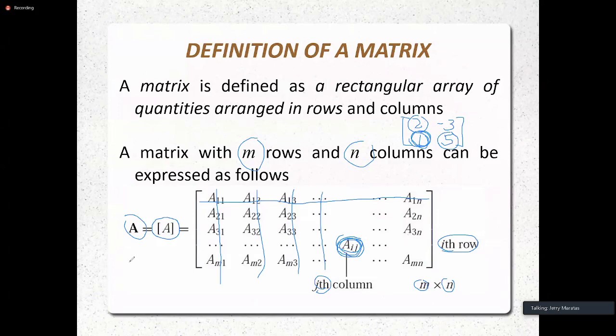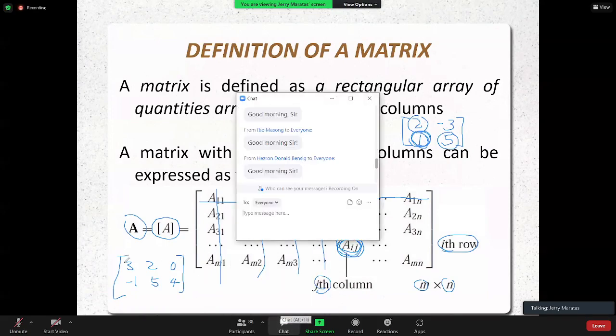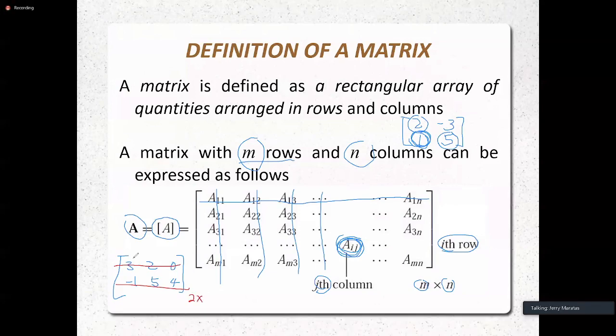So another example. Let's say we have 3, 2, 0, -1, 5, 4, 6, 7, -9. Sorry, let's just delete this. What is the size of this matrix? You start with the number of rows. How many rows are there? It's 1, 2. So it's 2 rows and 3 columns, no? So the size of this matrix is 2 by 3.